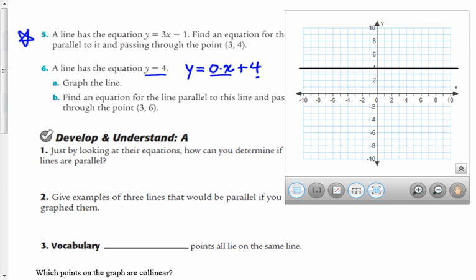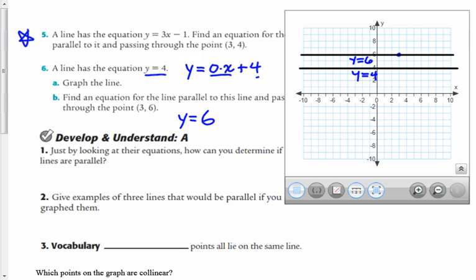Now it says, find an equation for a line parallel to this that passes through the point (3, 6). I'm going to go to the point (3, 6), that's right there. And the line that's parallel to that will look like this. Oh, a little higher. But, so there's that line, and we need the equation for that. Well, if this line here is y equals 4, and this line here has a slope of 0 also, that would be y equals 6.